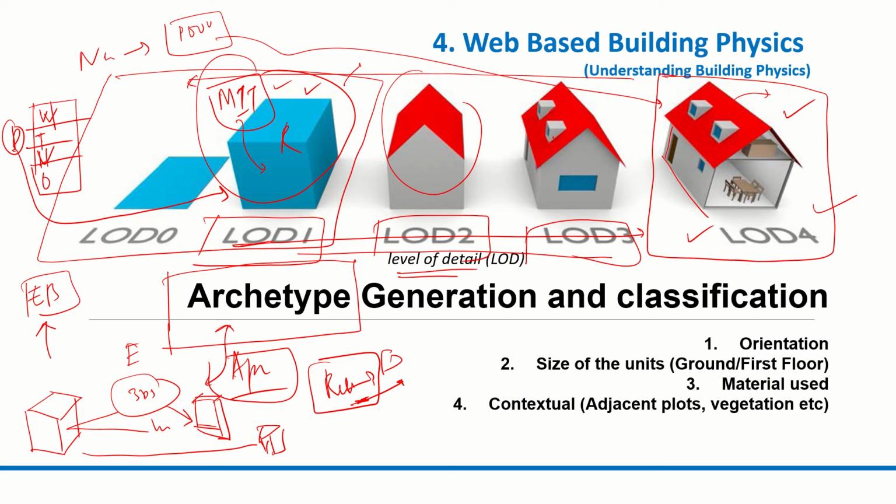Okay, why? To avoid the errors which we will not be able to understand sometimes. We will not be able to figure out where the errors are and so on and so forth. Also, many a times we don't need a lot of the detailing that we try to do in the architectural model.